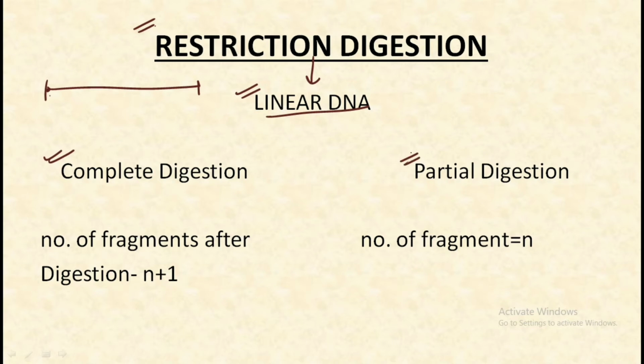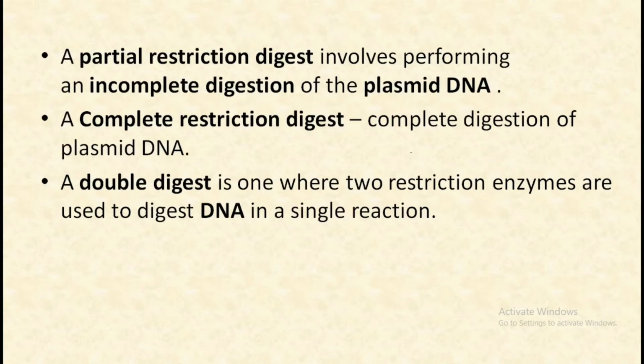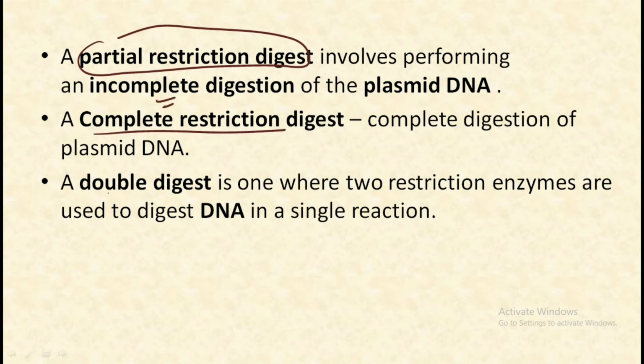When the linear DNA goes to complete digestion, but before understanding this, we need to understand what is complete, what is partial and what is double digestion. So first of all, let us understand that topic. We have three types of digestion. The first one is the partial restriction digestion, then we have the complete restriction, and the third one is the double digest. Partial restriction simply means performing an incomplete digestion of the plasmid DNA. What does this mean?